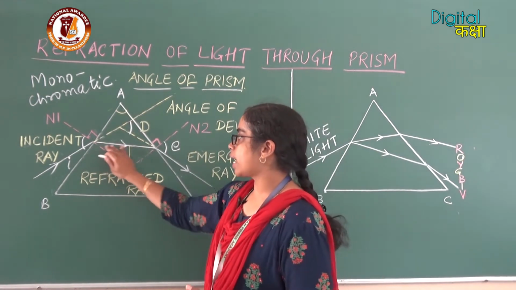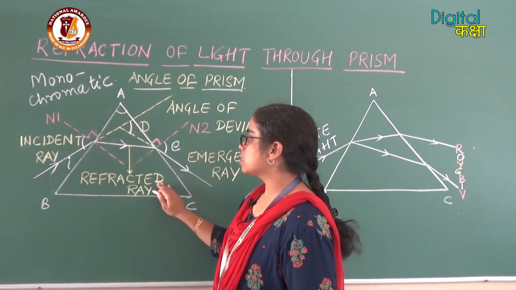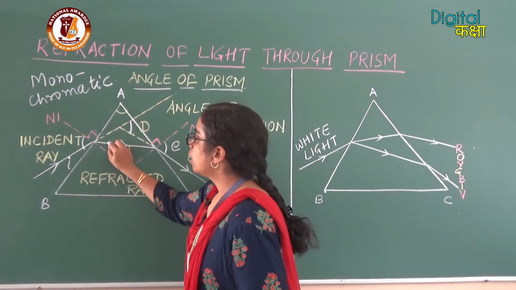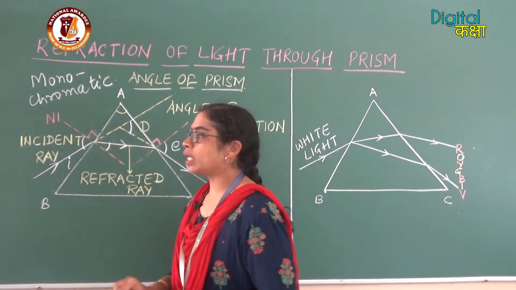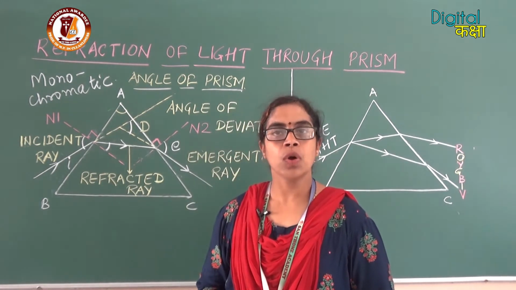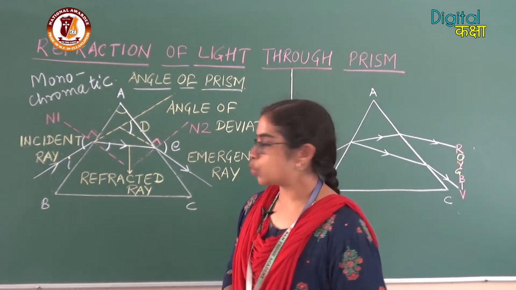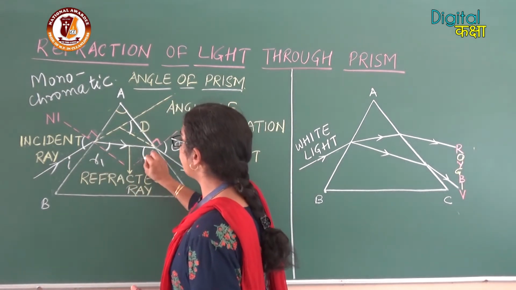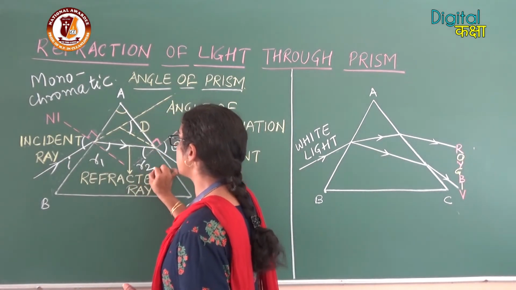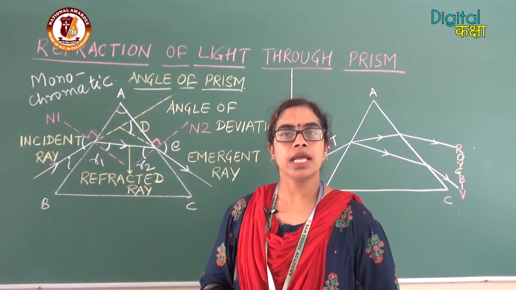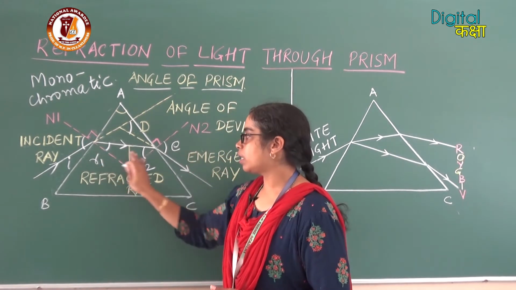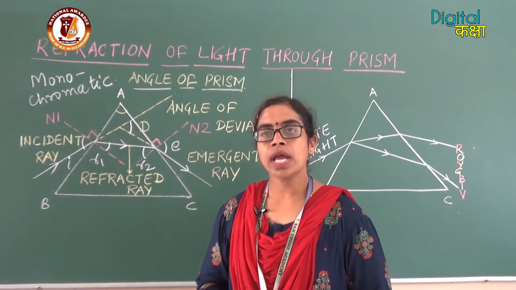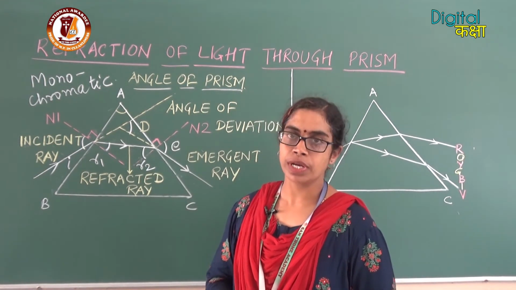Coming to the next angles, as we can see in the figure, the refracted ray is forming an angle with both the normals N1 and N2. So here we are labeling the two different angles of refraction and naming them angle R1 and angle R2. One more angle is to be defined in this figure.